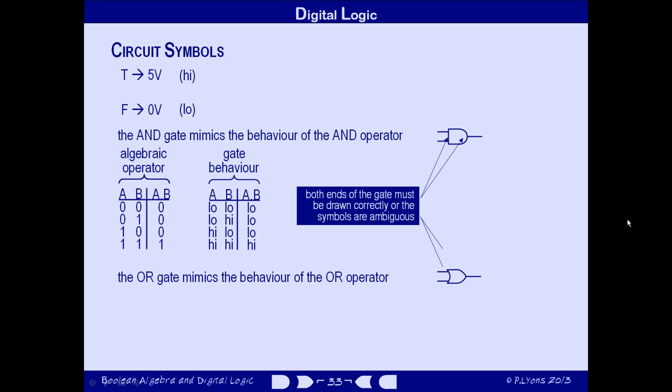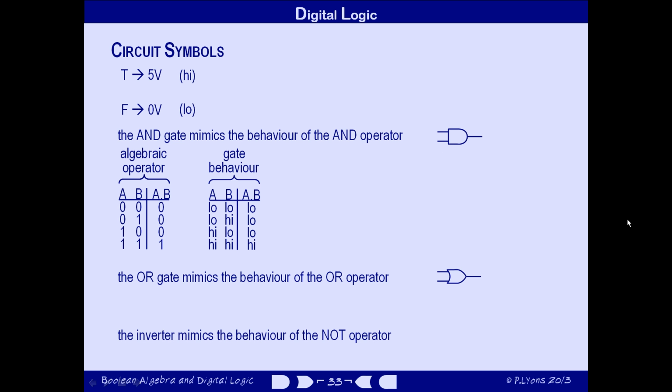Now, you'll notice that there are two features of the OR and AND gates that distinguish them. At the input end, an AND gate has a straight line, but an OR gate has a concave line. At the output end, an AND gate has a semicircle, but an OR gate has a point made by the intersection of two curves. It's important that you get both of these features of the AND and OR gates right when you're drawing them, or your circuit diagrams will be ambiguous.